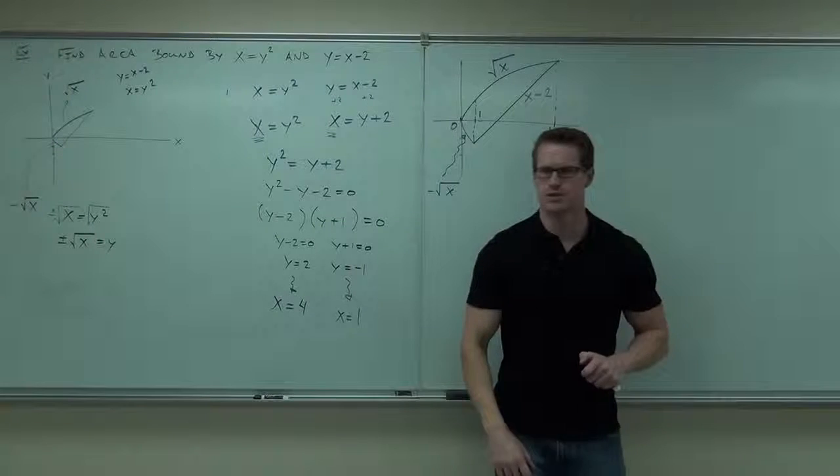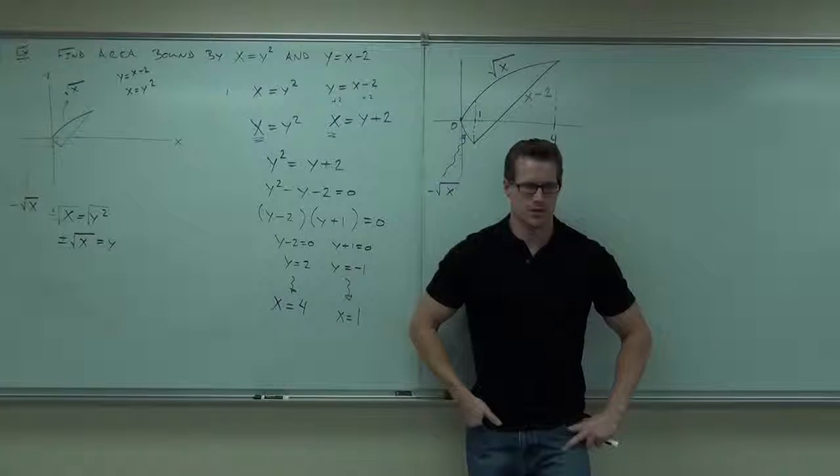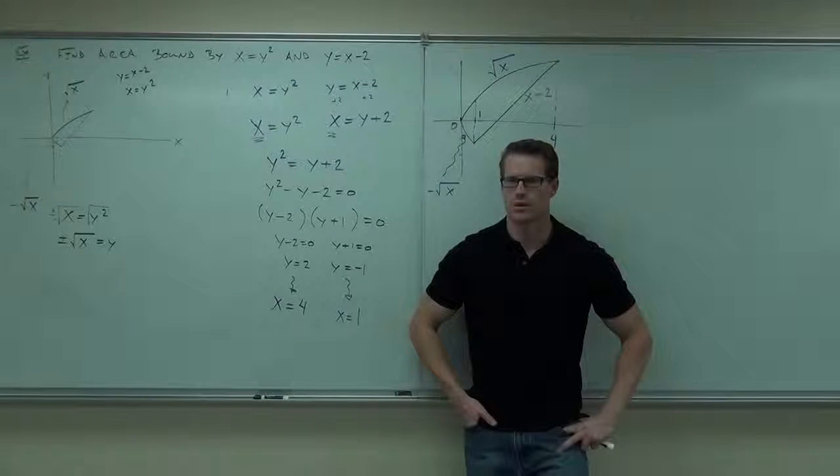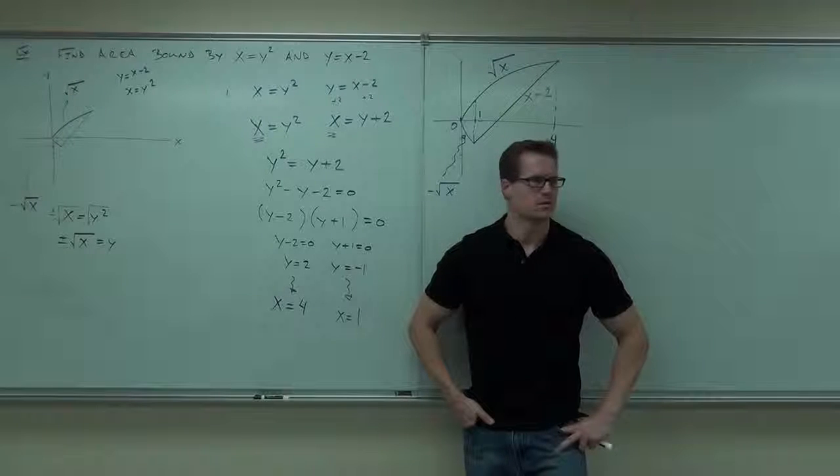Now I've kind of given this away by this picture. How many integrals do you need here? 3. Explain. Why 2? 0 to 1, 1 to 4, but why? Oh, you have 2 intersection points only. You explained that yesterday, that however many intersection points you have, you're going to have the integral.